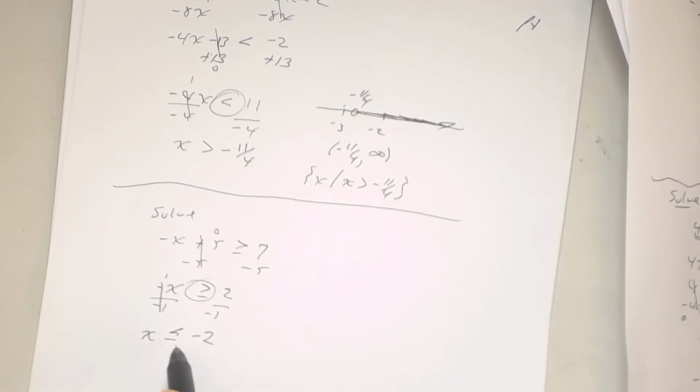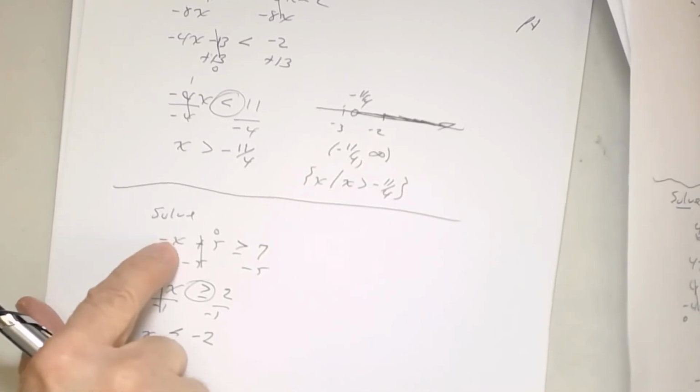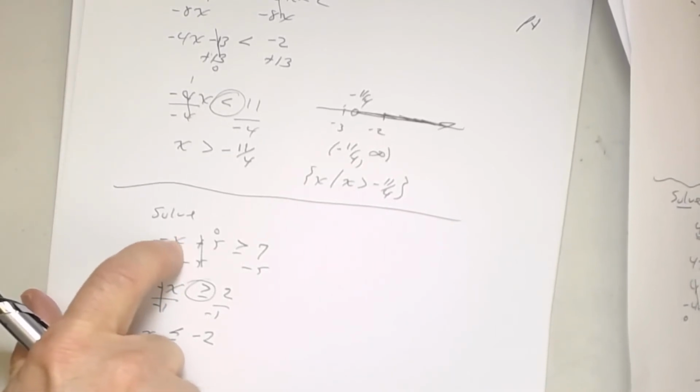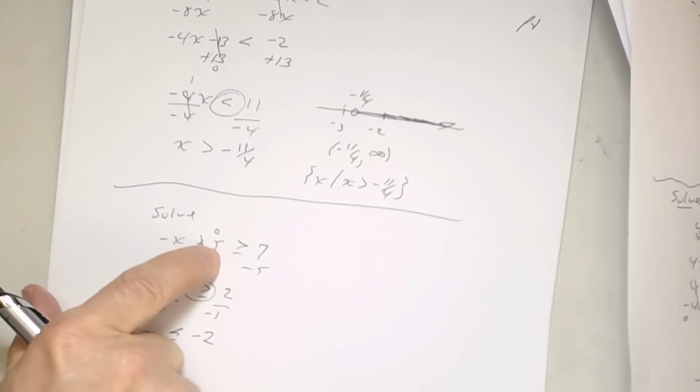So any number less than -2 would work. For example, give me a number that's in here. -3. Okay, so this says the opposite of a -3. What's the opposite of a -3? Plus 3. What's 3 plus 5? 8. Is 8 bigger than or equal to 7? Yes. Give me a number that's not in here.